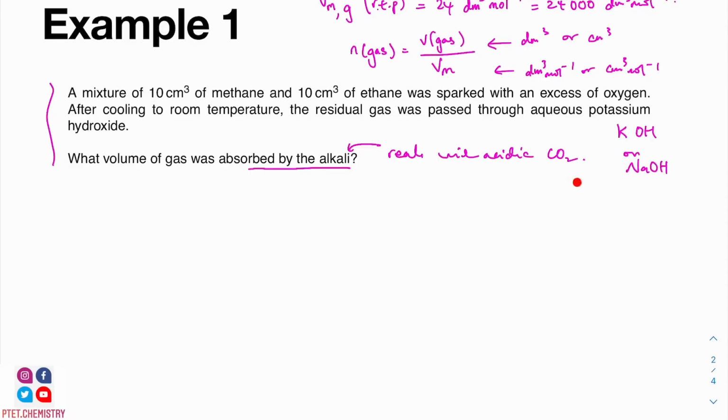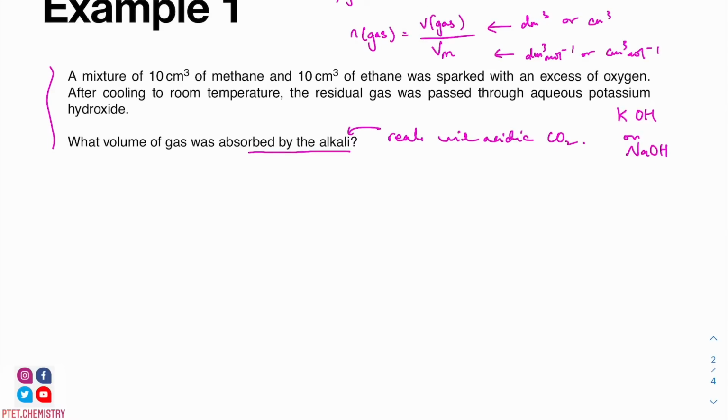They react with an acidic oxide in a neutralization reaction. Acid plus alkali, acid plus base. Alright? Alkali or base, they are both essentially the same, yeah? So in this question, you have a mixture of methane and ethane.